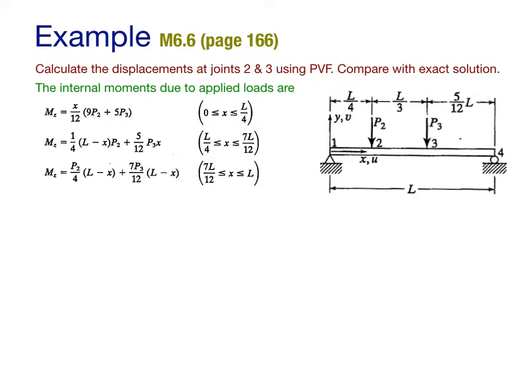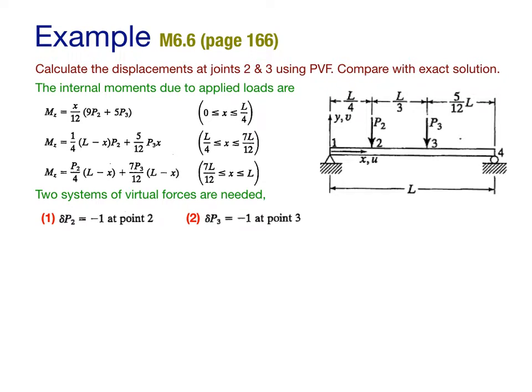And now we'd like to, for example, compute the deflection at joint 2 and 3. For computing the deflection at joint 2, all we have to do is apply a virtual force of arbitrary magnitude. Let's call it just -1 for the sake of the argument here at point 2. And we can do the same thing by applying a virtual force del P3 at point 3. If we just look at the virtual force system 1, we will get a bilinear moment diagram for that when we apply it alone by itself.